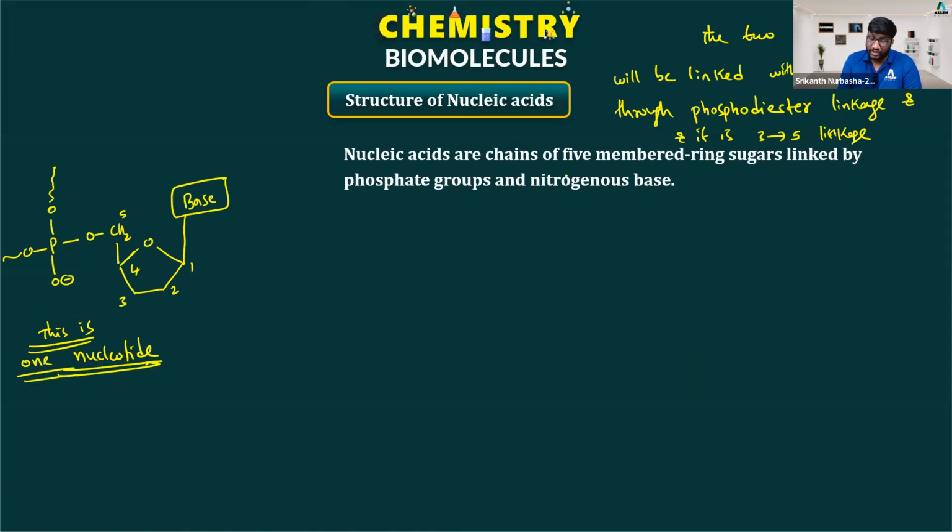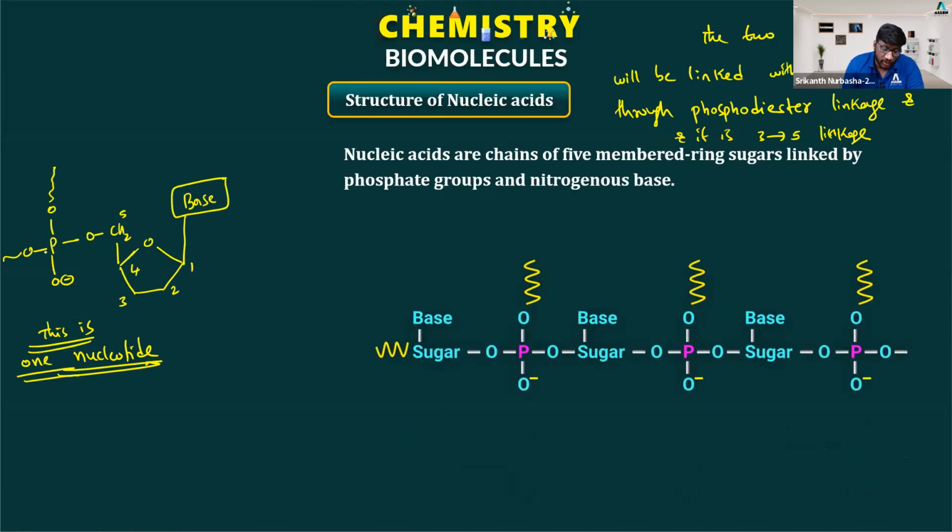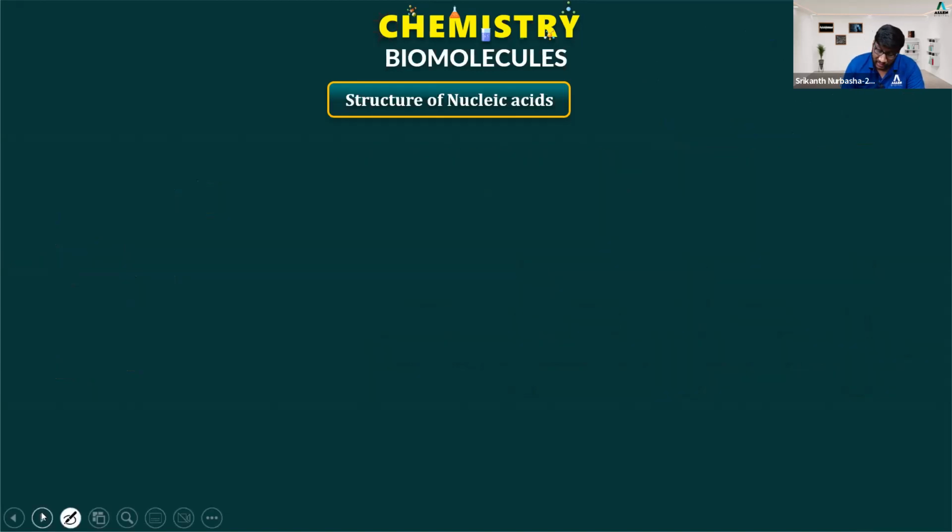Nucleic acids are chains of 5-member ring sugars linked by phosphate groups and nitrogenous bases. The nitrogen base is linked on the first carbon, the phosphate group on the fifth carbon, and that is a nucleotide. One nucleotide and the other nucleotide will be linking through phosphodiester linkages to form the respective nucleic acids, polynucleotides.